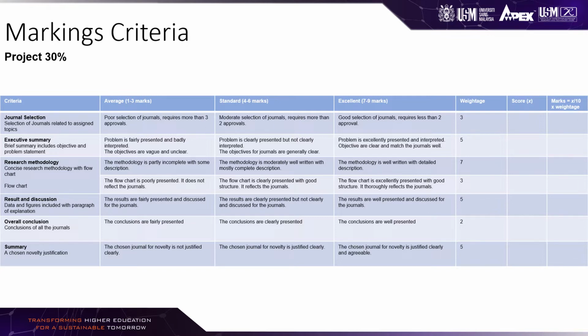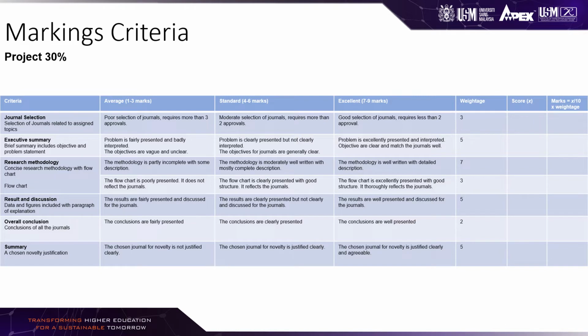For research methodology, the weightage of the marks is quite high because you need to do a flowchart. I will share a flowchart with you later. You need to identify the methodology specifically. A poor flowchart is one where the methodology is partly incomplete, the flowchart is poorly presented, and it does not reflect the journals, compared with excellent marks, where it is well written with a detailed description, with the methodology guide and pictures that are very helpful, and the flowchart is presented with good structure and reflects the actual experimental methodology of the journal.